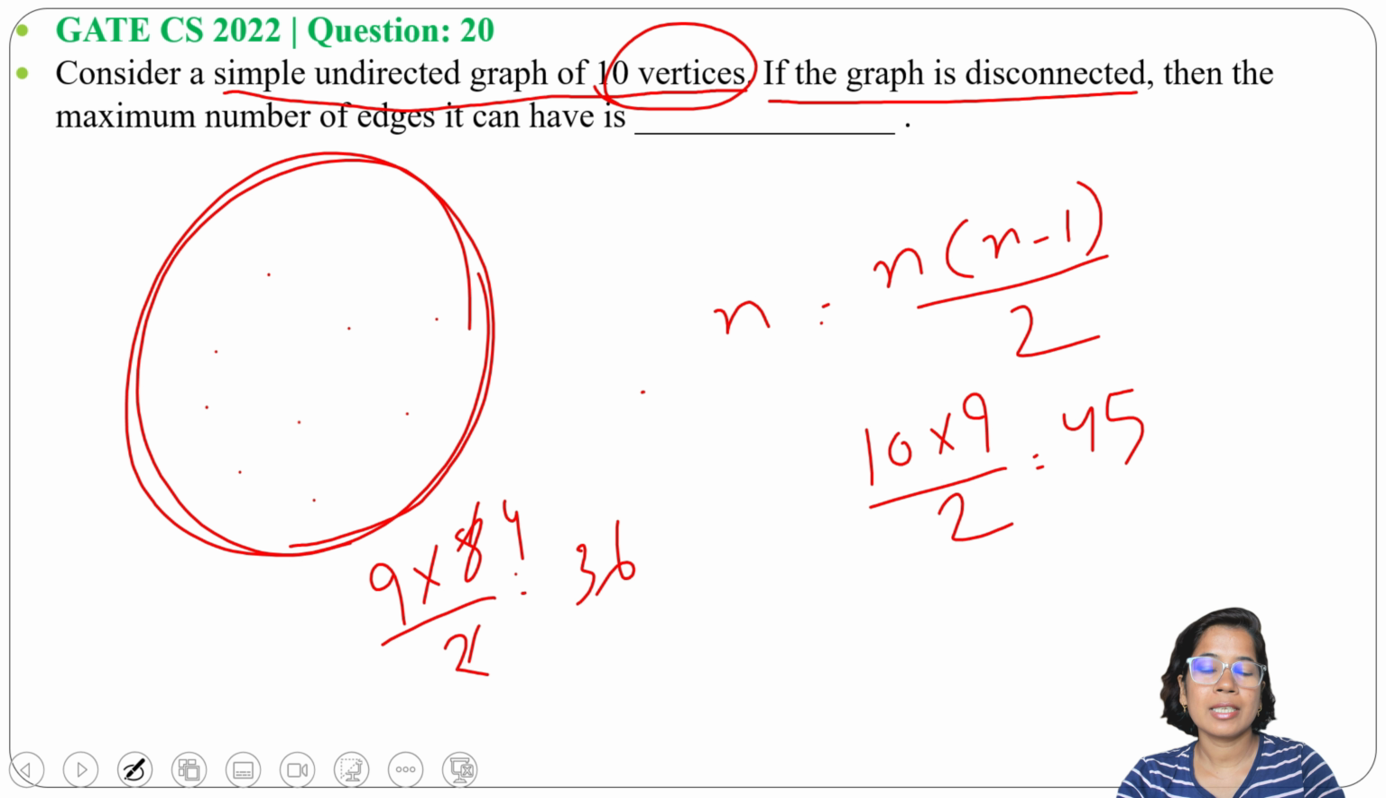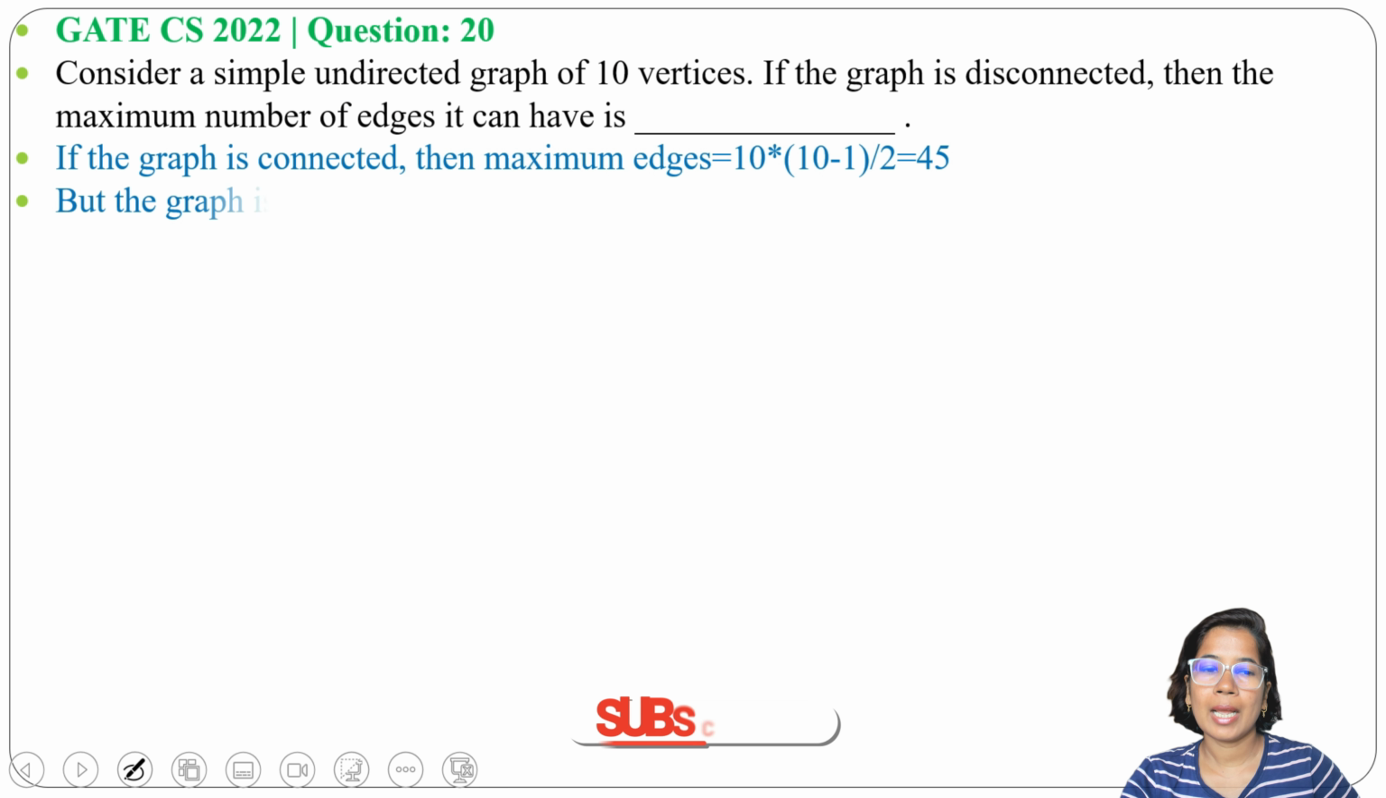So for 9 vertices the maximum number of edges equals 36, and this one vertex is separate, that is, disconnected. It has no edges, it is not connected with any other vertex. So the maximum number of edges possible equals 36. So here the answer will be 36.